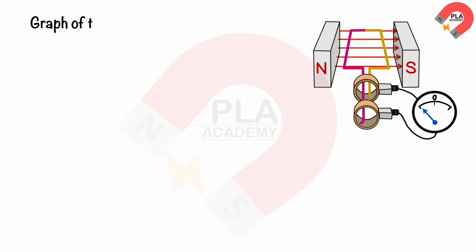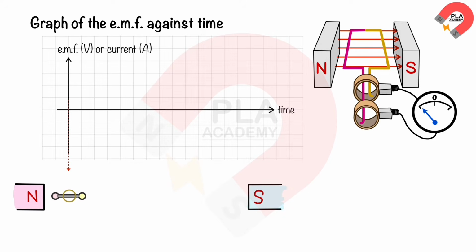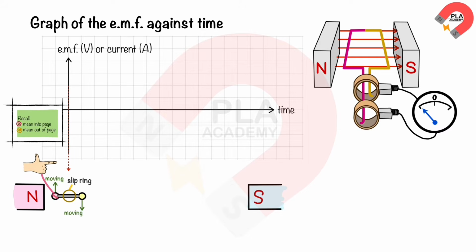Graph of the EMF against time of the AC generator. The maximum EMF occurs when the coil is horizontal. This is because the coil's movement becomes perpendicular to the magnetic field. According to the Fleming right-hand rule, the induced current flows into the page in the pink coil and out of the page in the yellow coil.